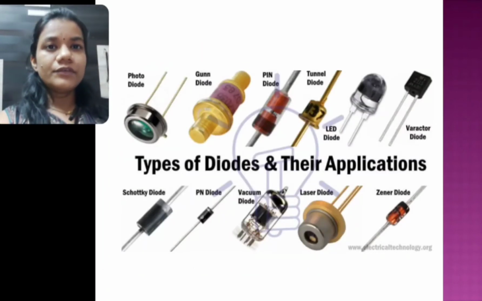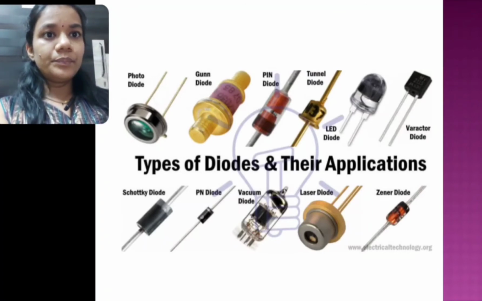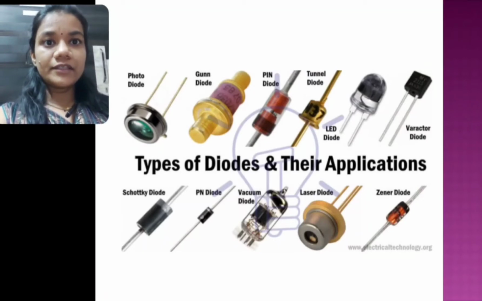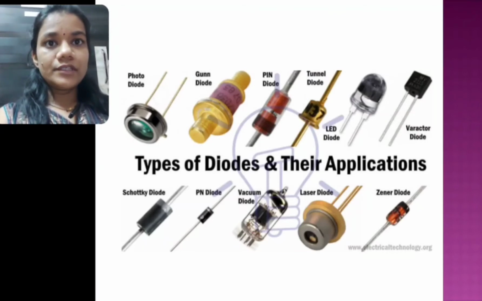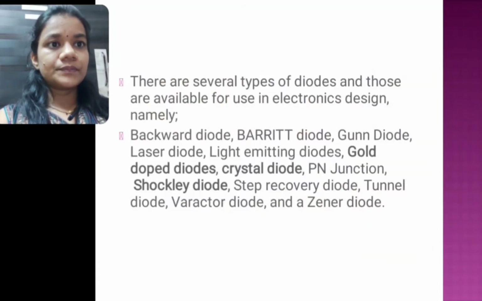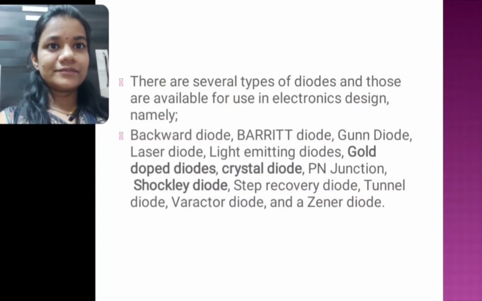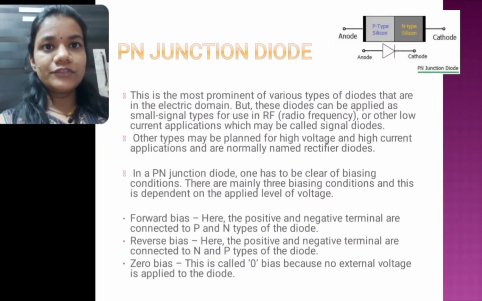These are the various types of diode: photodiode, Gunn diode, PIN diode, tunnel diode, LED, varactor diode, Schottky, PN junction diode, vacuum diode, laser diode, and Zener diode. So these are various types of diodes. This is the image of various types of diodes. In this unit we are going to particularly see about the PN junction diode.